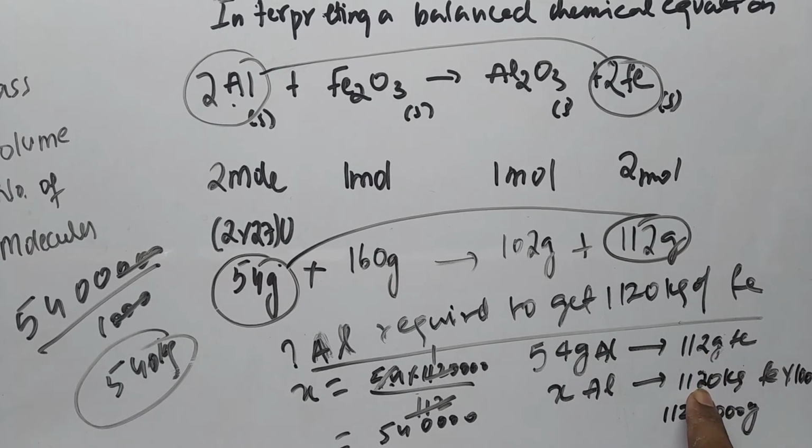See here it is 10,000 times. So here also it has 10,000 times. So if it is 112 grams, we'll get 1120 kgs. If it is 54 grams, we'll get 540 kgs. Okay, this is one question.